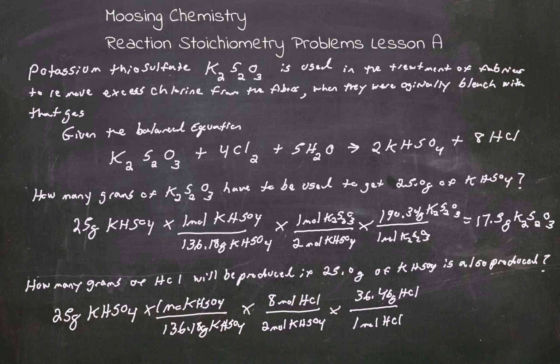All right, and so then when we cancel these units out, this is going to produce 26.77 grams of HCl. And that's it for this lesson.